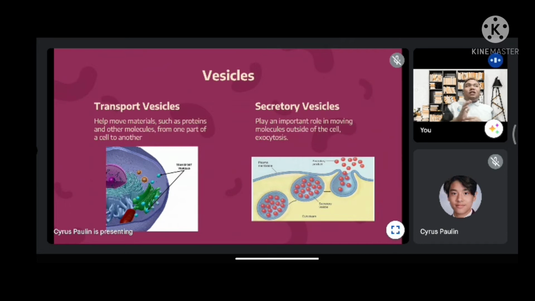So let's compare it to the business. Transport vesicles are like a delivery man who works only inside the company, while secretory vesicles are like international relations, wherein the delivery man will transport those molecules outside of their business. So that is the real life comparison.